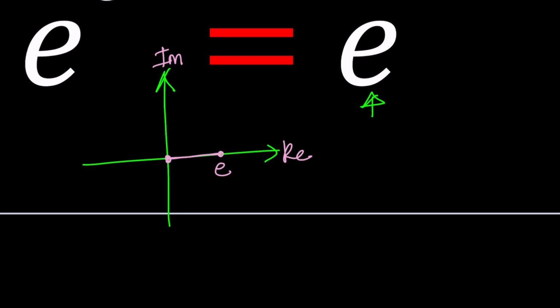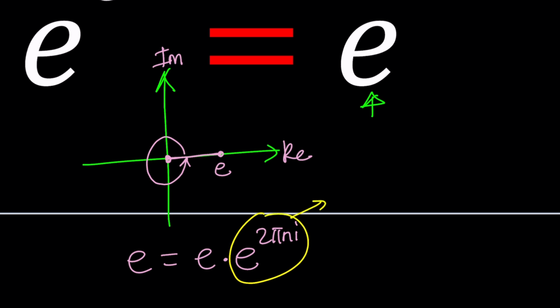And also considering the angle, right, measured in the positive direction or negative, doesn't matter. It looks like 0 radians, or I guess we could write it as 2 pi, or 4 pi, or 6 pi, or negative 2 pi, or any multiple of 2 pi. You get the idea? So we can write the e as e times e to the power 2 pi ni, which is 1 in the complex world, and that kind of explains it because it's supposed to be 1, right?